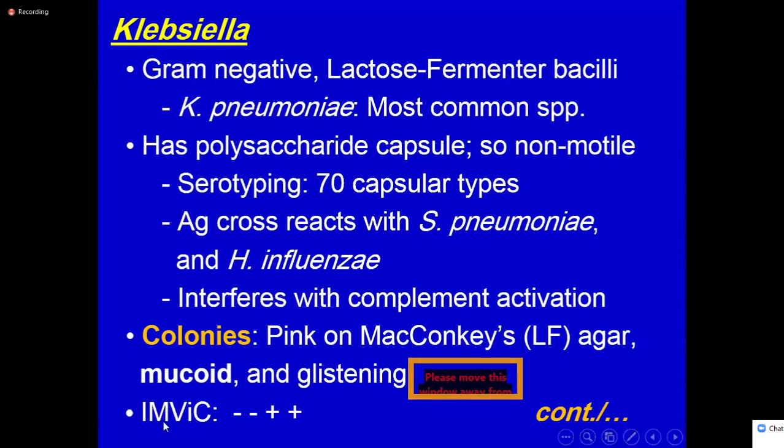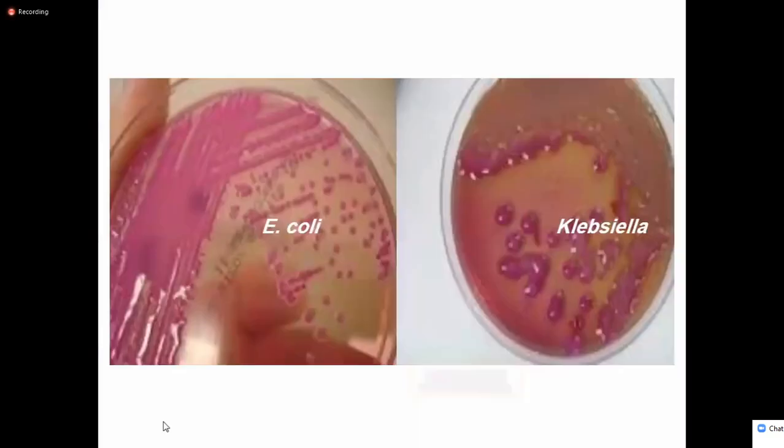Negative, negative, positive, positive. We said for E. coli positive, positive, negative, negative, while in Klebsiella, negative, negative, positive, positive. So you can see the difference. Klebsiella mucoid colonies, glistening, while E. coli colonies are dry colonies. Both of them are pink in color. Why pink in color? Because they appear pink because of lactose fermentation, which is present in the MacConkey's agar.